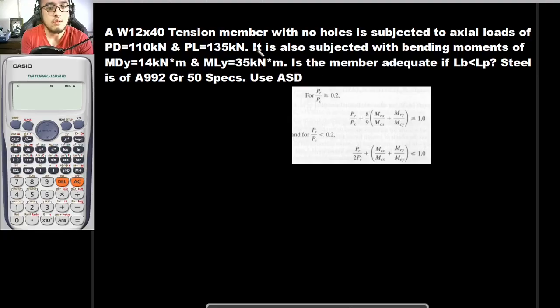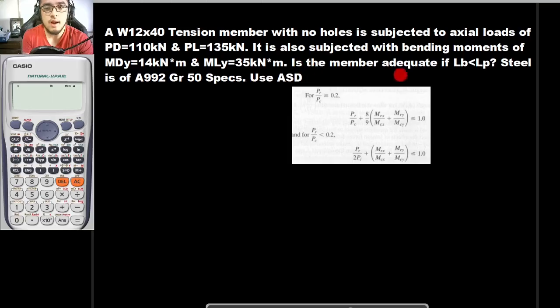And it is also subjected to bending moments. The moment about the y-axis, MDY, is 14 kilonewton meters, that is to be the dead load, and MLY, the moment about the y-axis brought about by the live load, is 35 kilonewton meters.